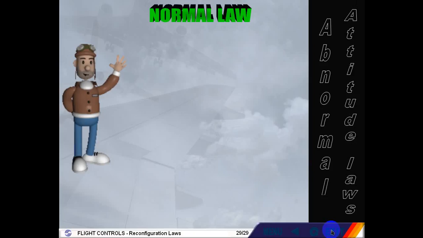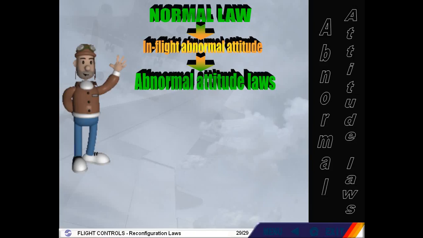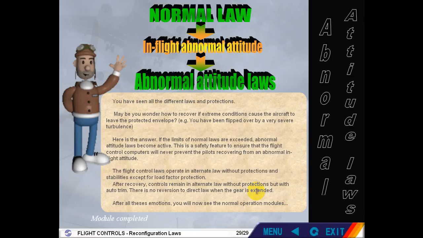You have seen all the different laws and protections. Maybe you wonder how to recover if extreme conditions cause the aircraft to leave the protected envelope, e.g., you have been flipped over by a very severe turbulence. Here is the answer. If the limits of normal laws are exceeded, abnormal attitude laws become active. This is a safety feature to ensure that the flight control computers will never prevent the pilots recovering from an abnormal in-flight attitude.